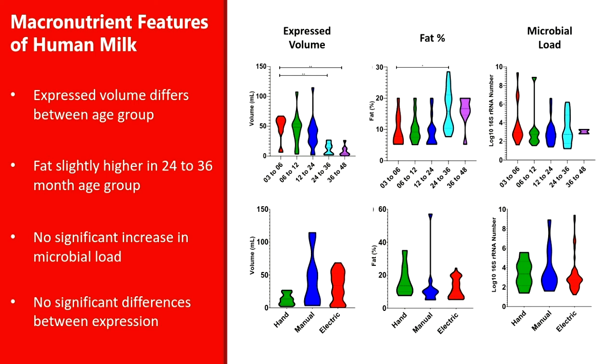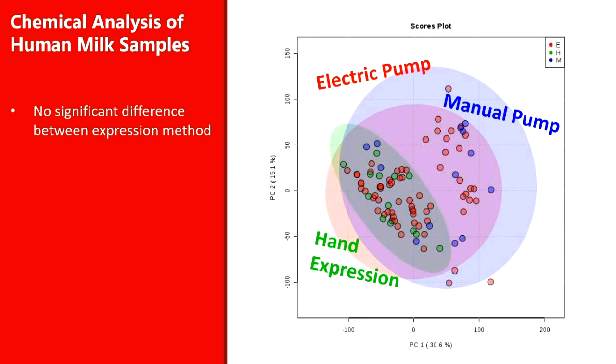But when we're looking at the chemical constituents of human milk, we can use different statistical methods. On the right hand side, this is an analysis of what we call a principal component analysis, and basically the message here is that the closer the dots are to one another, the more similar they are to other dots. So when you can see these different colours overlapping, it tells us that there's no difference between the milk as we can detect using this type of analysis. And here you can see that there's no significant difference between the expression methods that we used.